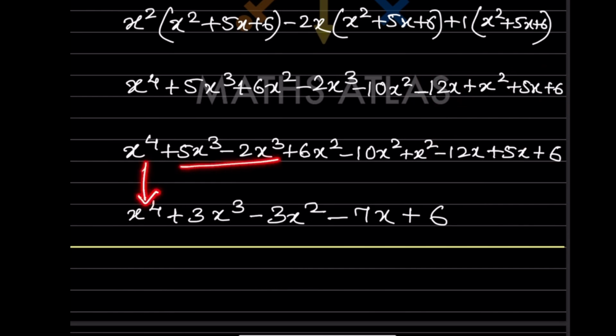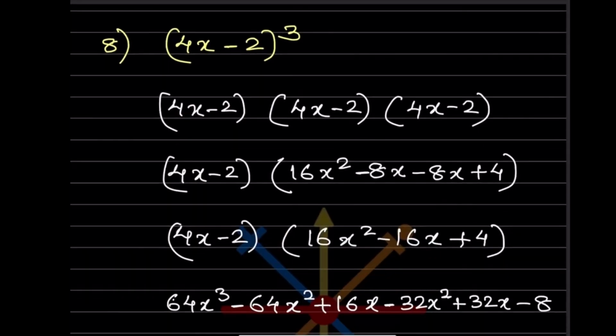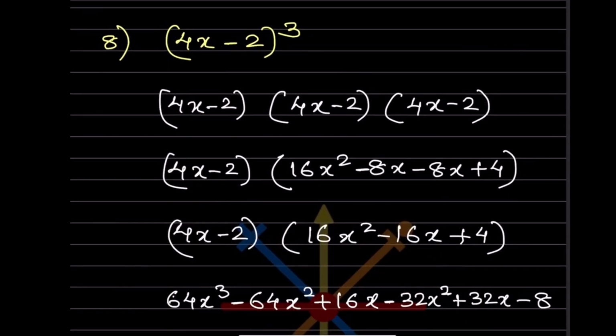So now this 5 minus 2, because both are x cubed, so that is going to be 3x cubed. These all are x square, so plus 6 minus 10, so minus 4x square, and this is 1 plus 1, so that is going to be minus 3x square. So minus 12 plus 5, that is going to be minus 7, and this is plus 6, so this is the answer.